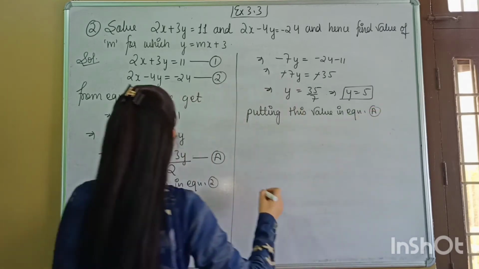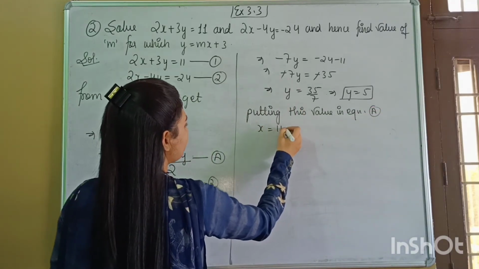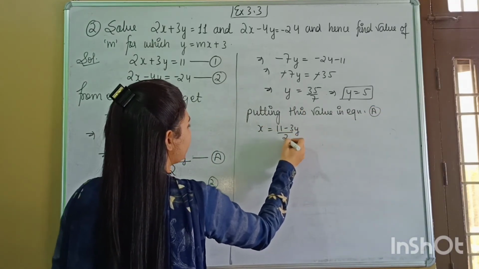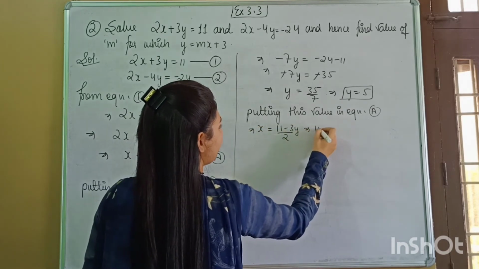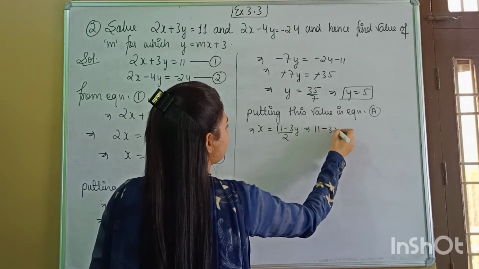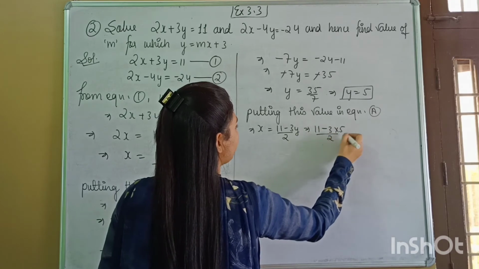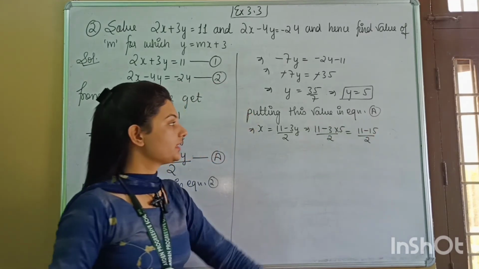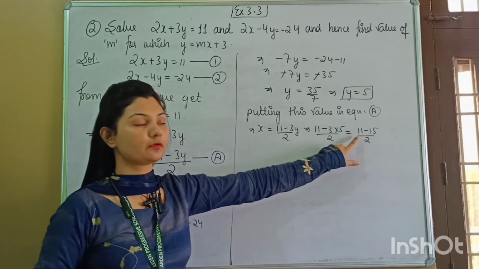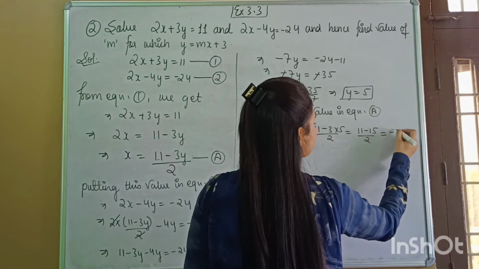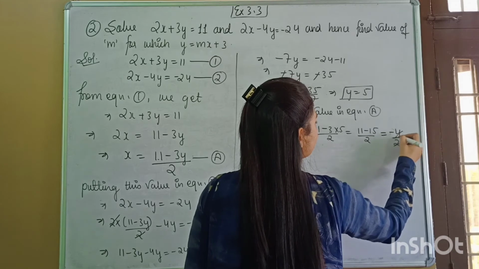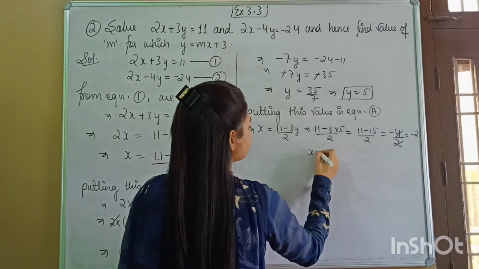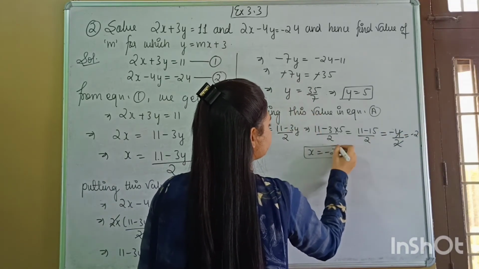What is the equation A? x is equal to (11 minus 3y) divided by 2. That is, x is equal to (11 minus 3 into 5) divided by 2. That is (11 minus 15) divided by 2. See here, we are subtracting a greater number from the smaller number, so the answer will be negative, that is minus 4. So the value of x is minus 2.